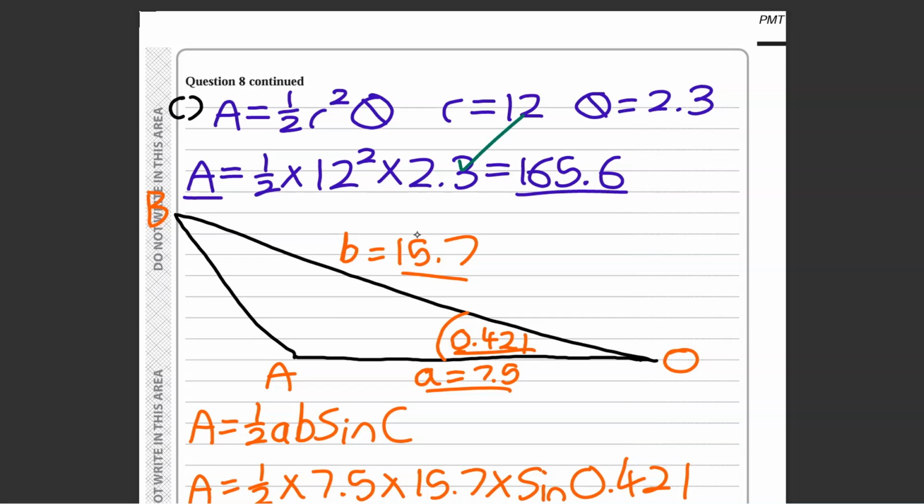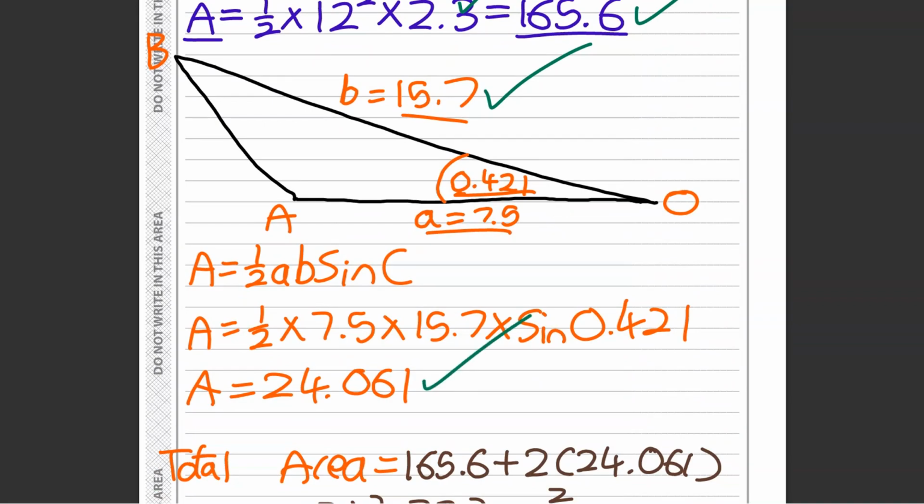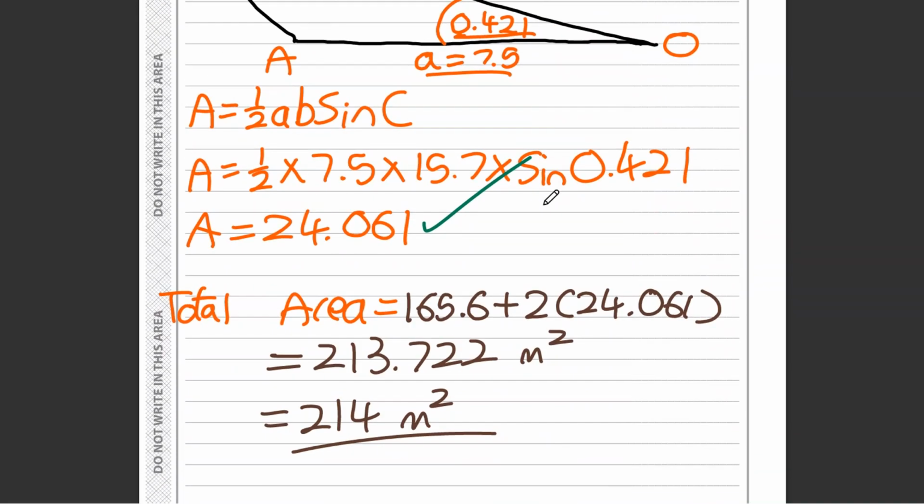Just really quick, in terms of the marks, you get 1 mark for using this formula here to find the area of the sector, and you get another mark for getting this 165.6. You get a mark for finding this OB, this 15.7, this side here. You get another mark for finding the area of the triangle. You get another mark for using this formula here to find the total area of the triangle, and you get 1 mark here for getting this final answer of 214.